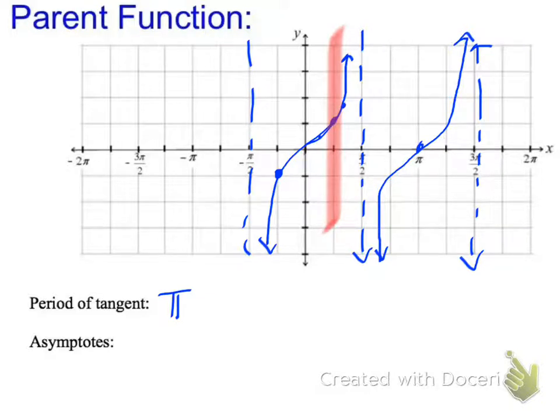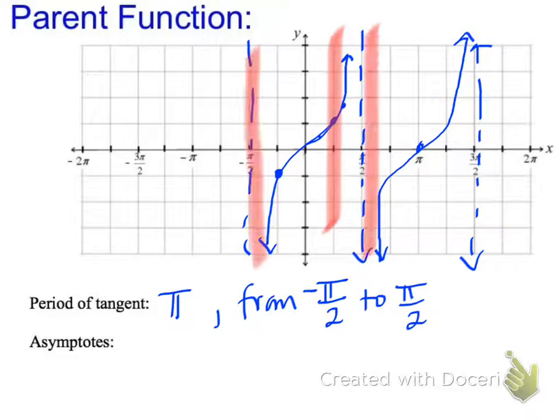But when we talk about the period, we're going to go from negative pi over 2 to pi over 2. So we're going to graph the section between those two asymptotes there. So the asymptotes are at negative pi over 2 and pi over 2. And then we'll copy and paste it to the right, like you see there. There's two waves of tangent in this picture.